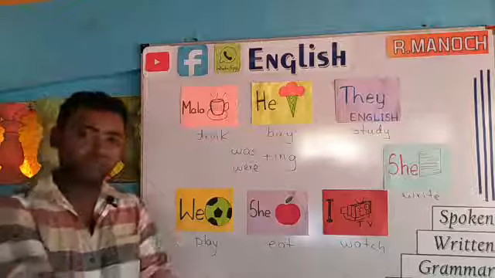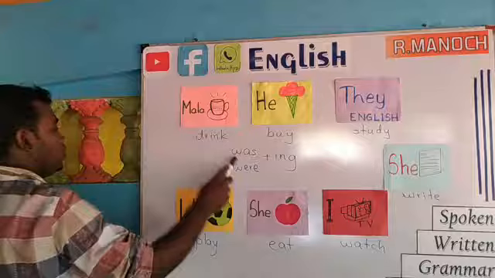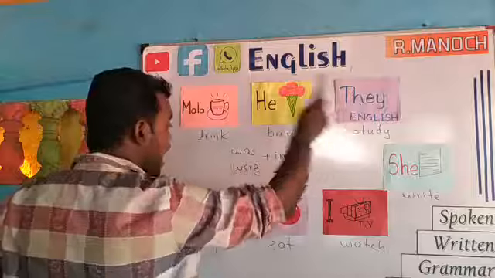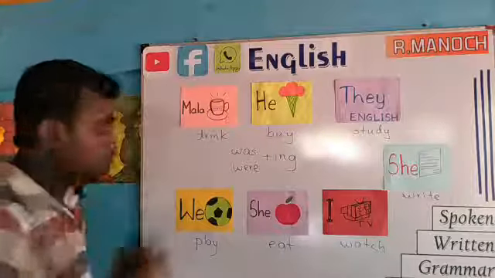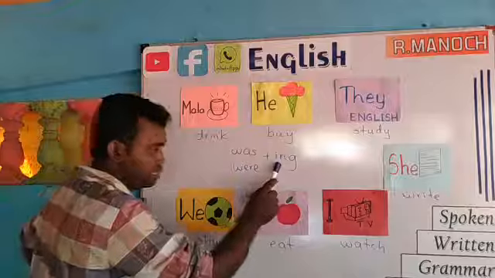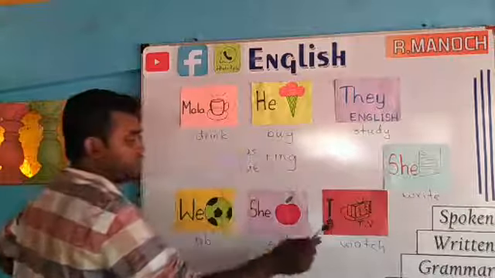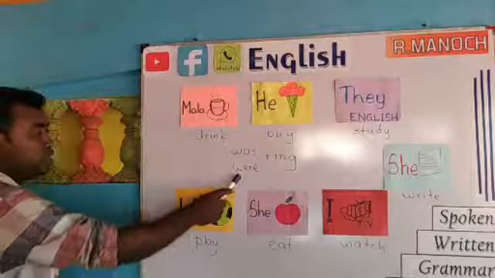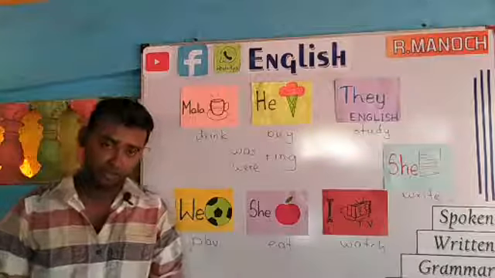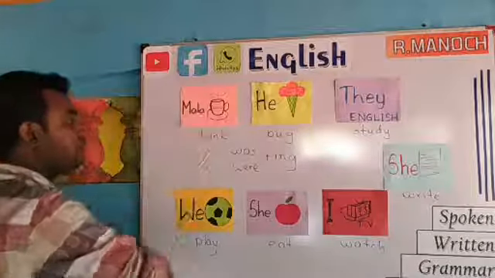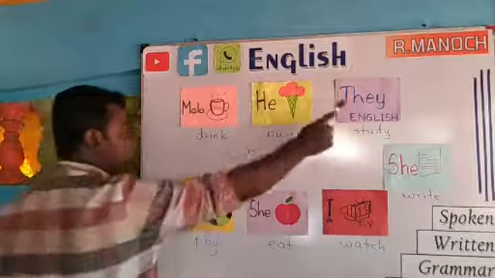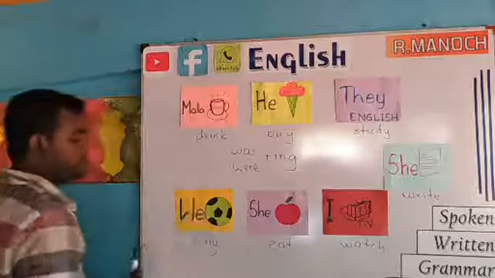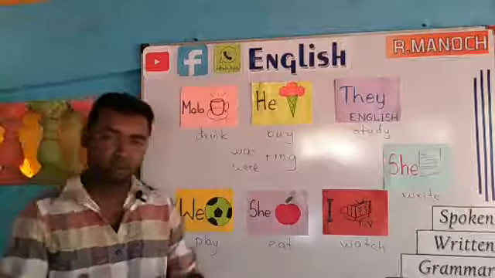Now let me go quick with the sentences like Mala was drinking a cup of coffee. He was buying an ice cream, and they was won't come because they are plural, so they were studying English. She was writing a letter. I was watching TV. She was eating an apple, and we were playing football. Now let me repeat it again. Mala was drinking a cup of coffee. He was buying an ice cream. They were studying English. She was writing a letter, and I was watching TV. She was eating an apple, and we were playing football.